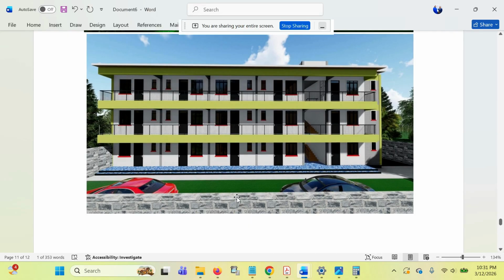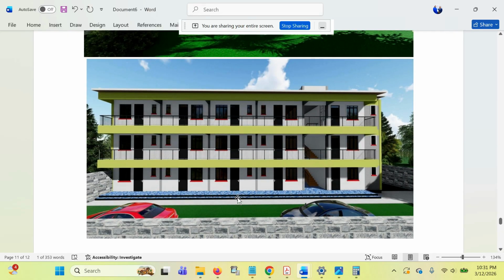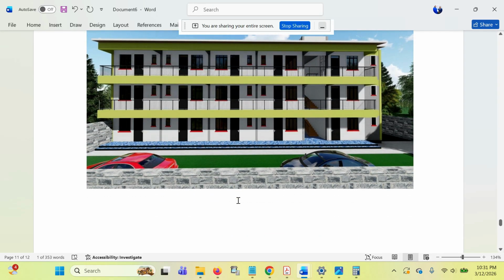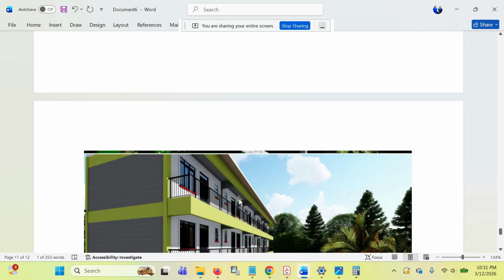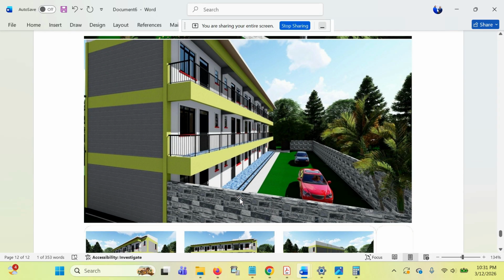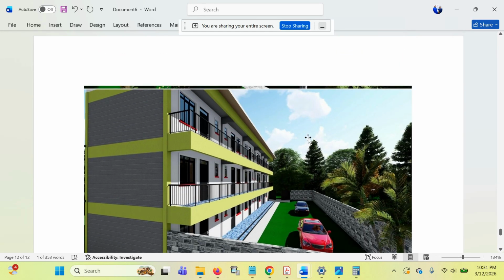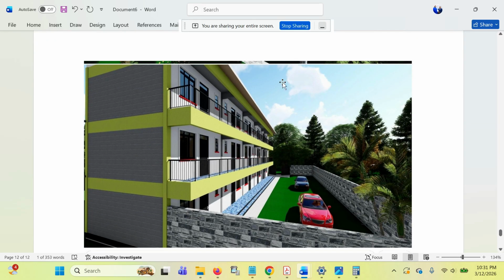So your 20 million can give you 8 units of one bedroom each with an area of 35 square meters or smaller, depending on what you're looking to achieve.